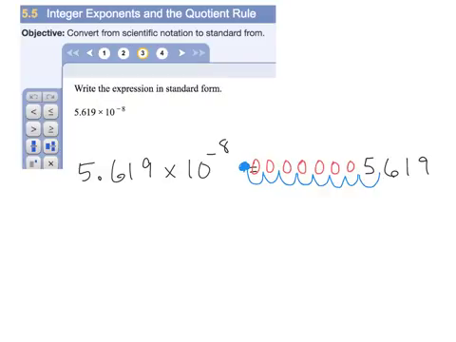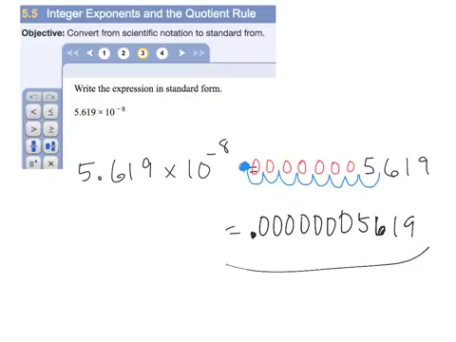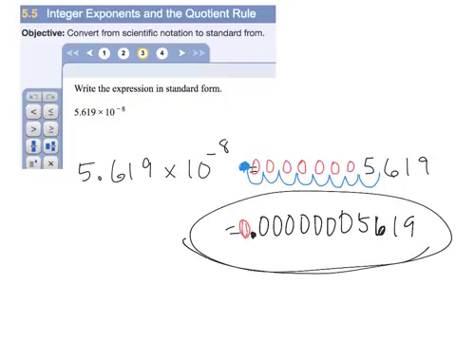So really, this is our answer. Let's make it a little nicer. How many zeros do we have? 1, 2, 3, 4, 5, 6, 7. We have 7 zeros, followed by the 5619. And that is our answer. If you want, you can put a leading 0 in front of the decimal, but you don't have to.